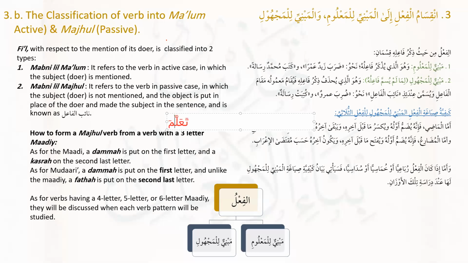So by thulathi, we do not refer to the number of root letters. Root letters might be three. But how many letters are there in the madi state? Adding up the additional letters to the root letters, there might be three, four, five, there might be even six letters in the madi state. So for example, you have a fi'l ruba'i. Ruba'i means a fi'l having four letters in the madi state. You have allama, مثلا. Allama.